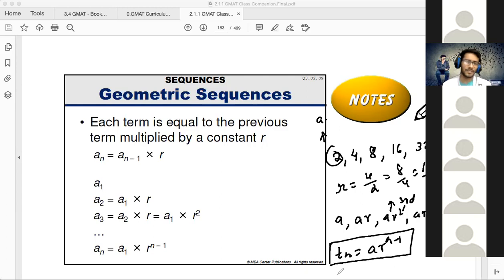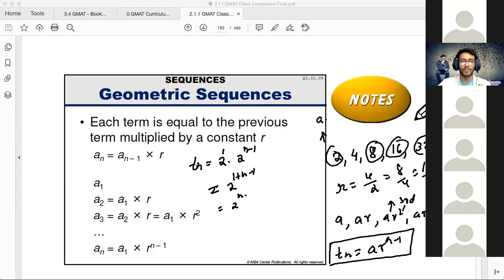A again is the first term. So for this sequence, I'll write: nth term, A is my 2, R again is 2, to the power n minus 1. Now laws of indices: when the base is the same, powers get added. So this is nothing but 2 to the power 1 plus (n minus 1), so 2 to the power n. And it's pretty obvious also: this is 2 power 3, 2 power 4, 2 power 5. So remember this: the nth term is given by A, R to the power n minus 1.